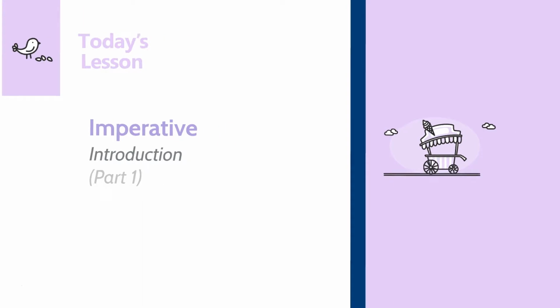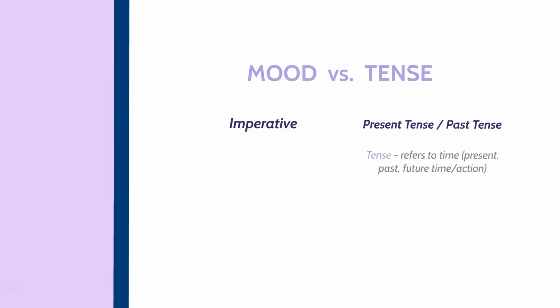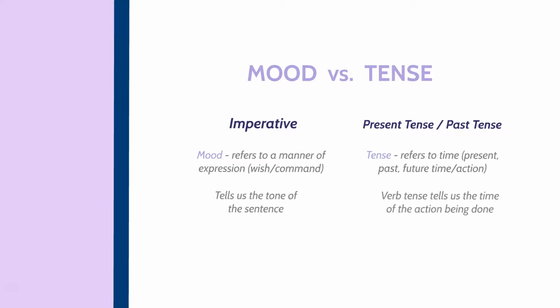It's important to know that imperative in Serbian is not a verb tense, like present tense or past tense. Imperative is a mood. In short, a tense refers to time, present, past, or future time, or action, whereas a mood refers to a manner of expression, or wish, or a command. A mood tells us the tone of the sentence, whereas a verb tense tells us the time of the action being done. Today we are going to focus on imperative and how to give commands and provide directions in Serbian.